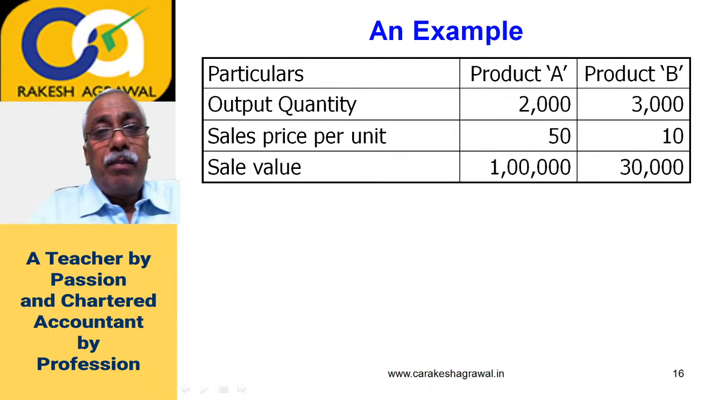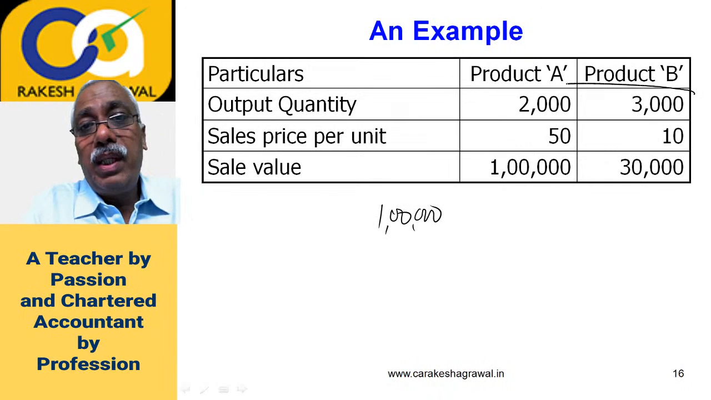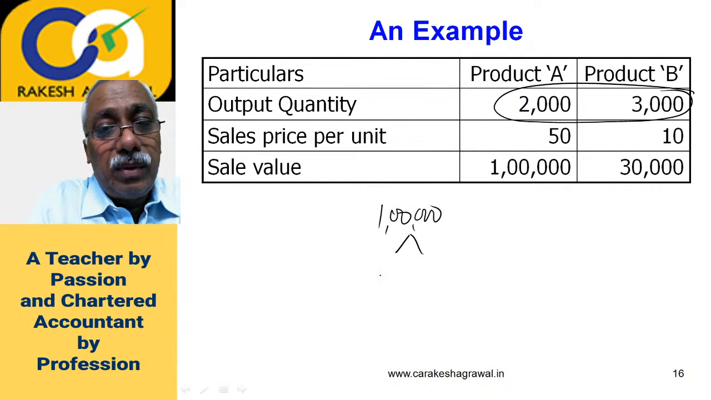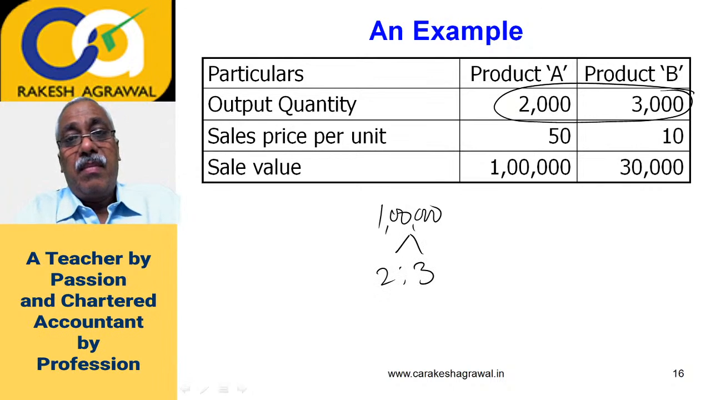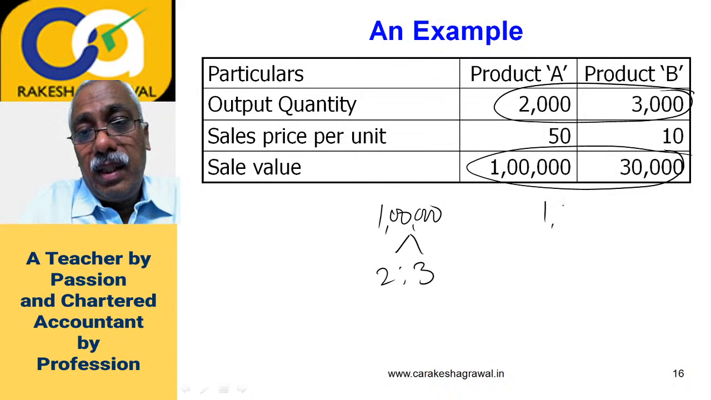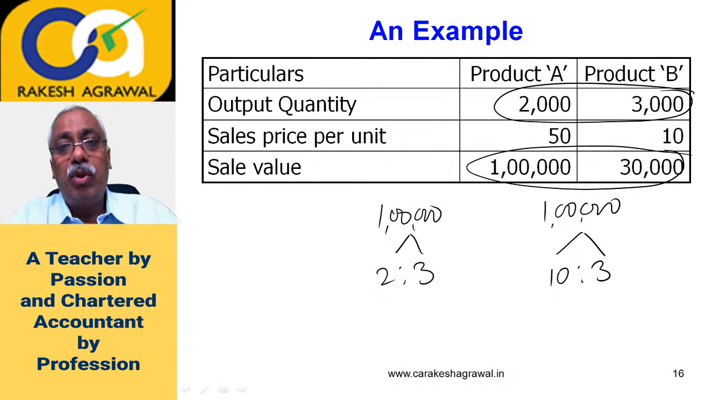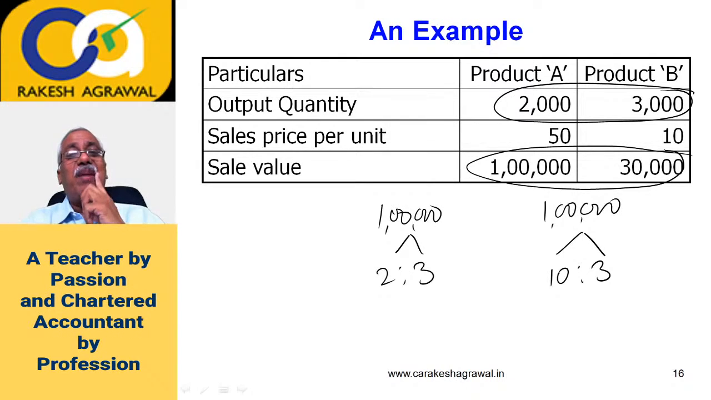Now friends, if I apportion my joint cost of 1 lakh in the ratio of this quantity, then it will get apportioned in the ratio of 2:3, correct? And if I apportion the same cost in the ratio of sale value, that is this, then this 1 lakh rupees will get apportioned or distributed in the ratio 10:3. Now you will notice there will be a huge difference in the apportionment of cost, right? If I apportion it in the ratio of output, it will be apportioned in the ratio of 2:3. And if I apportion it in the ratio of sale value, it will get apportioned in the ratio of 10:3.